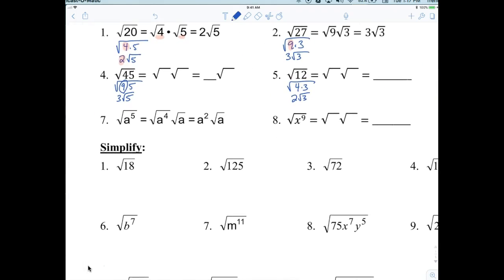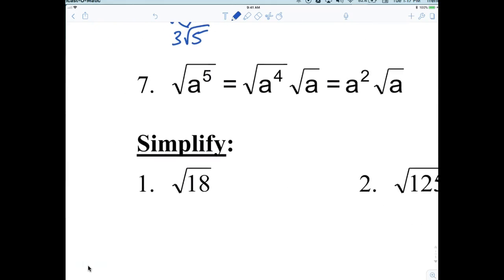All right. Now, we're going to talk about a to the 5th, because 5 does not divide by 2 evenly. You all agree with that? So now you have to break that down. So you would break it down as a to the 4th times a to the 1st. Because a to the 4th times a to the 1st is a to the 5th. Very good. So now you can tell me what's the square root of a to the 4th. Right. So your answer is a squared, and a is left behind. Any questions with that?